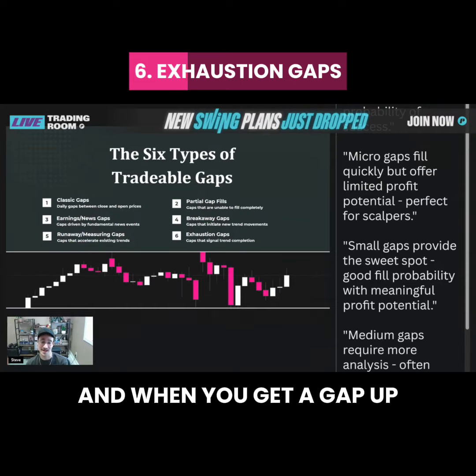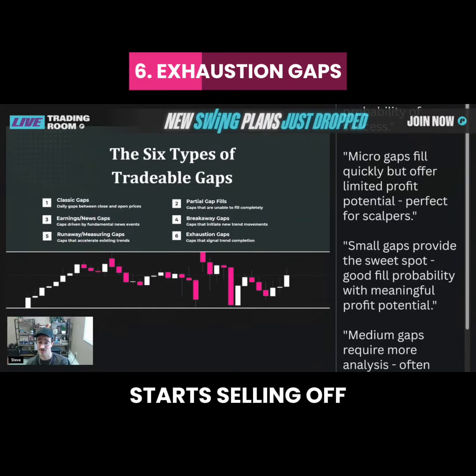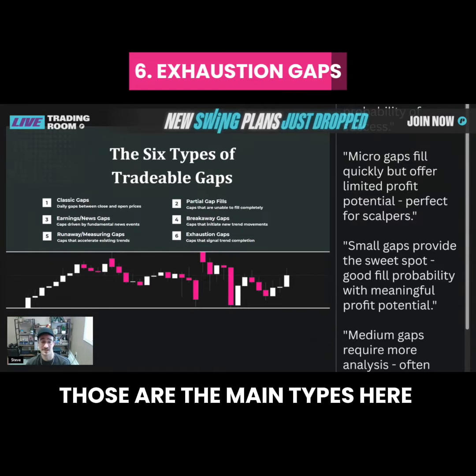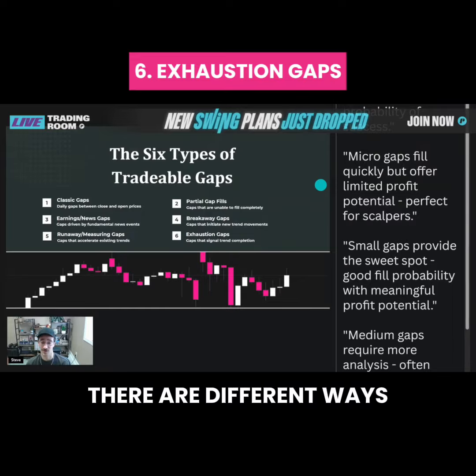And when you get a gap up and it instantly starts selling off, that's something you really got to watch for. Obviously, there are certain factors that matter here, and the biggest one is being very high volume. If a gap up is trading on like 500% of average volume and starts to fade, that's really scary because you get up to this big level on the gap up and then somebody big is just selling relentlessly. So that's something to keep an eye out for. Those are the main types here. And there are different ways to trade all of them.